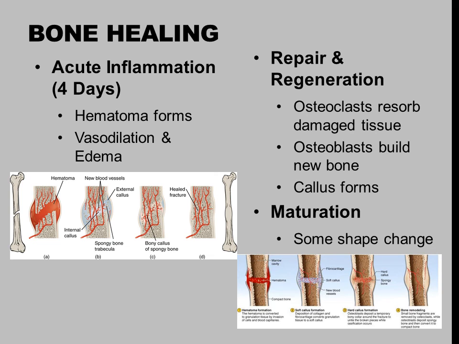Bone healing is a little bit different. It occurs in 3 phases. The acute inflammation lasts for approximately 4 days. During this phase, a hematoma forms, vasodilation and edema occur. In the next phase, repair and regeneration, osteoclasts reabsorb the damaged bone tissue. Osteoblasts build new bone tissue, and a callus forms.